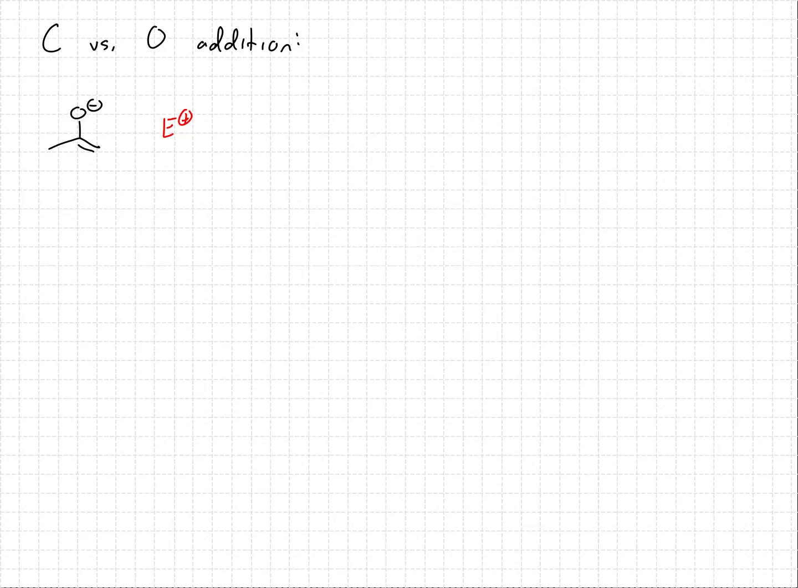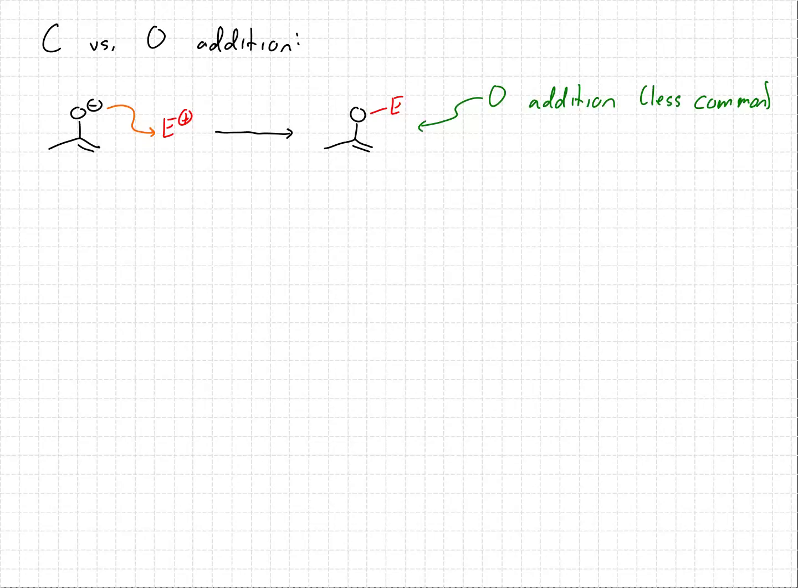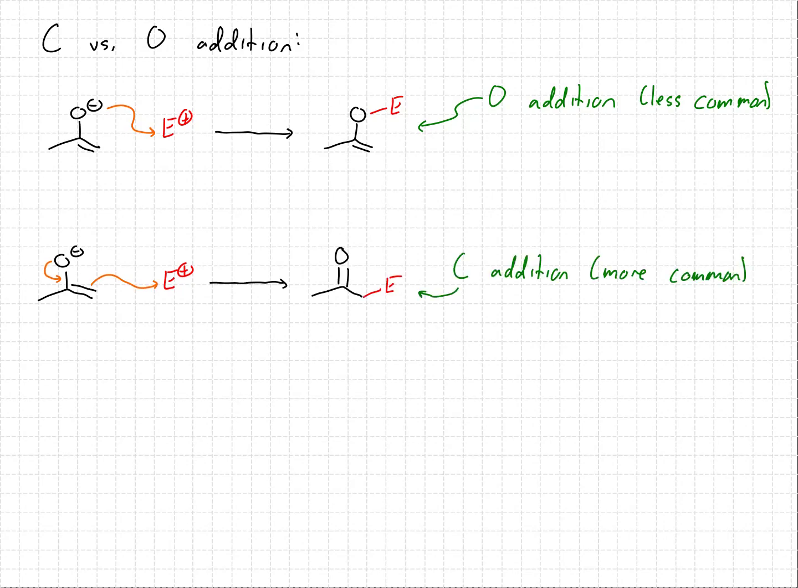So for example, if we treat this compound with an electrophile, it could react at the oxygen to give us this sort of ether derivative. This is less common, and we won't actually see any examples of this in this chapter. Instead, the vast majority of reactions will happen due to C addition, where the carbon acts as the nucleophile. So it's worth noting here how I've drawn the arrows for the carbon addition.